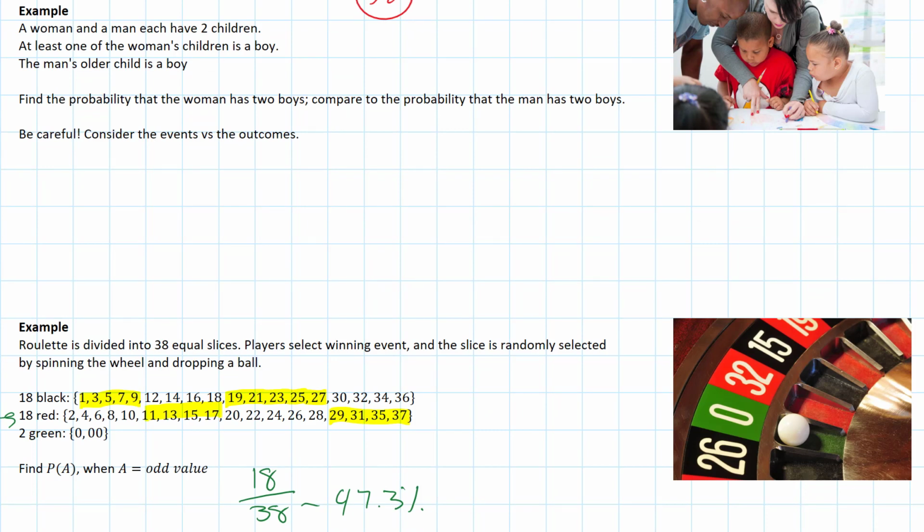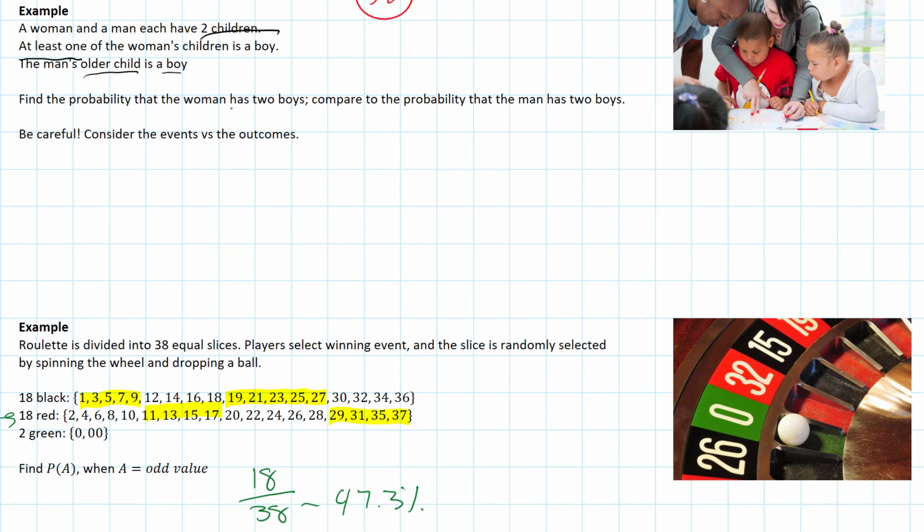All right, here we've got an example. A woman and a man each have 2 children. I'm going to underline that because that might be important. At least one of the woman's children is a boy, and the man's older child is a boy. So find the probability that the woman has 2 boys. Compare that to the probability that the man has 2 boys.